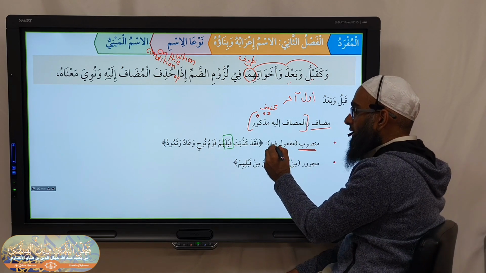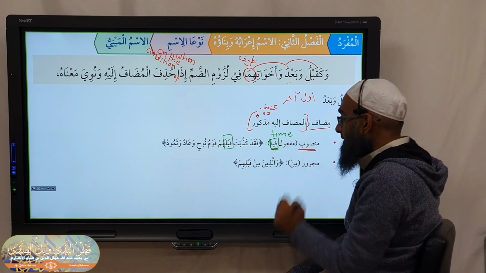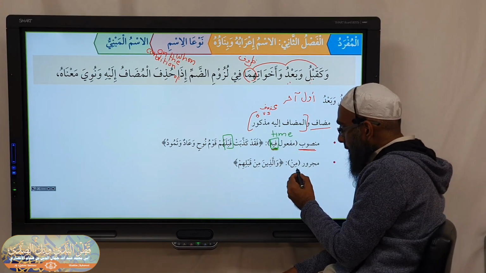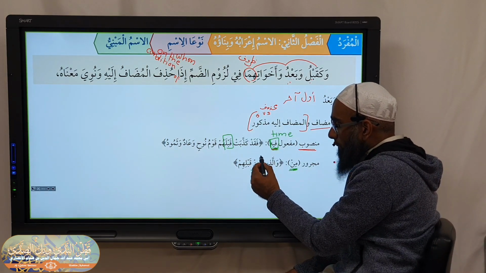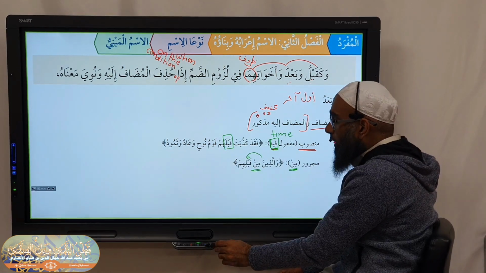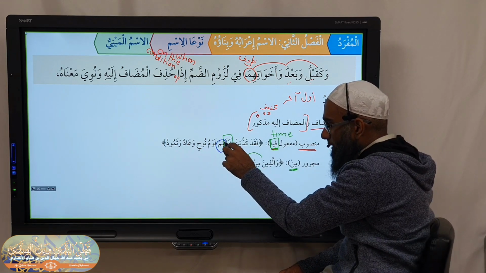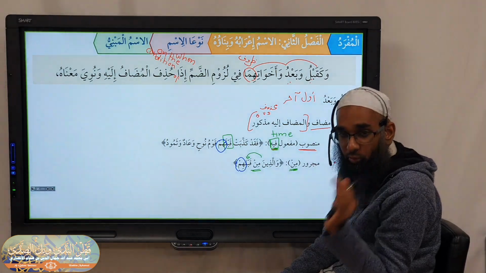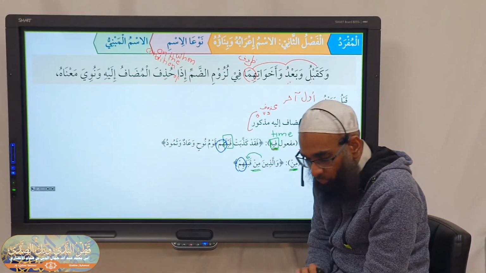Because it is maf'ulun fihi, it shows you time. You would say the full phrase. But sometimes it can also be majroor because of a harfun jar like min. وَالَّذِينَ مِن قَبْلِهِمْ. So min makes the qabl majroor. So if you have qabl or ba'd, the mudhaf ilayh is actually mentioned. It will either be mansoob because of maf'ul bihi, because of maf'ul fi, or it can be majroor because of the particle min. So far so good?